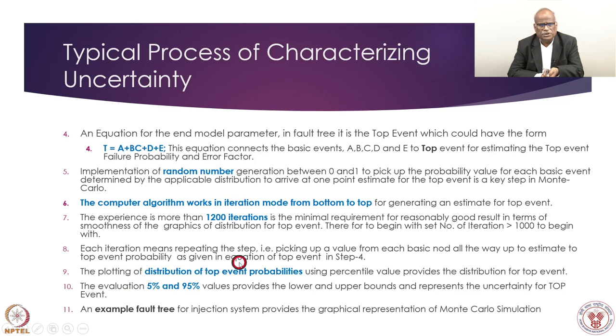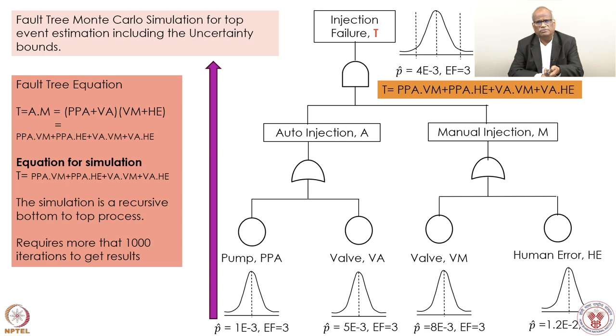Now we have a distribution of top event probabilities. From there, getting the 5th and 95th percentiles will give us the uncertainty bound. Let us understand through this graphic representation. We have one equation here, A and M, where A is an intermediate node. The top event is T, injection failure. T is injection failure, and it is a product of A and M. That means auto injection fails and manual injection fails, then only this event occurs.